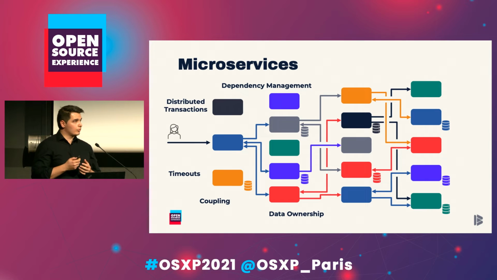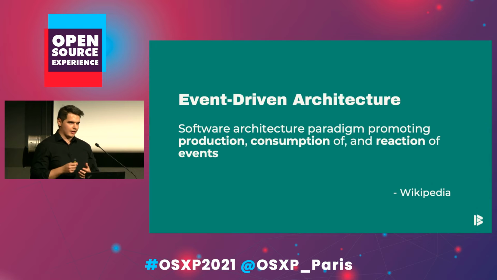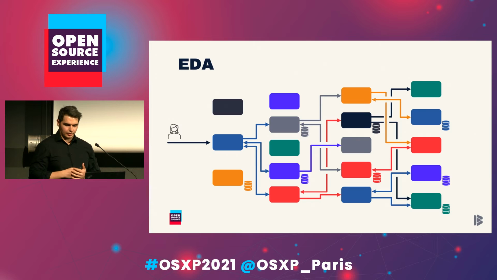Yeah, so this is where event-driven architectures came into place. I went to Wikipedia, I searched what event-driven architectures are, and I found this. Event-driven architectures are a software architecture paradigm promoting production, consumption, and reaction of events. So right now, we don't really have that database as the center of our architectures. We now have events as the center of our architecture.